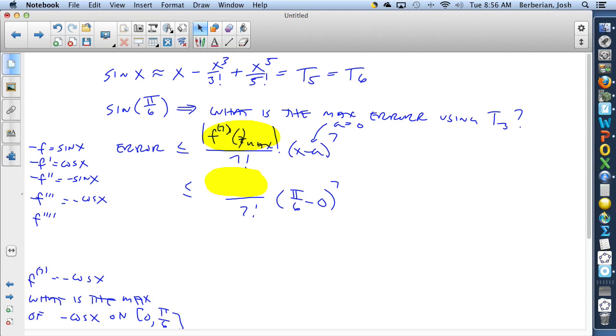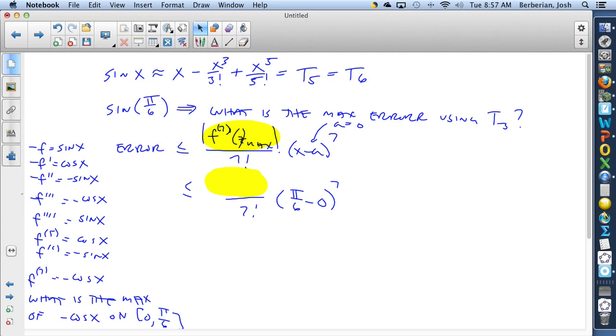So the fourth derivative is back to sine. The fifth derivative is cosine. The sixth derivative is negative sine. I think the seventh derivative is negative cosine. Yeah, I counted 0 as the first. It's okay. And look, that's why I wanted to do it out. I wanted to make sure I knew. So what is the maximum value that negative cosine takes, but actually the absolute value?